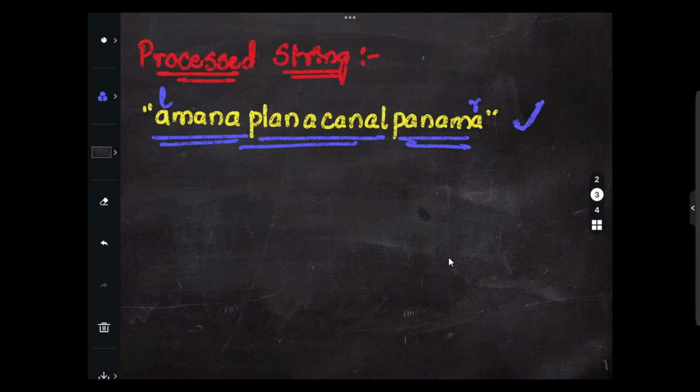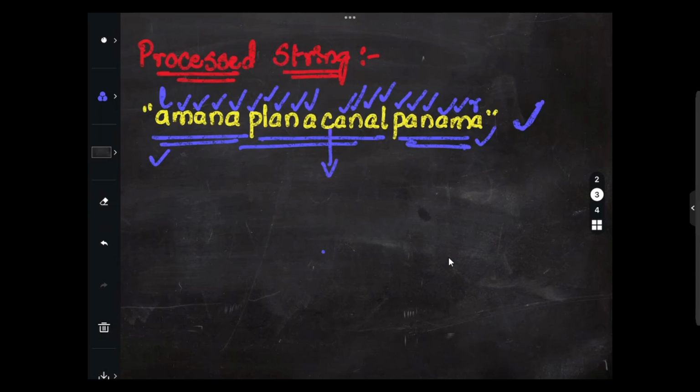So let's come to the processed string here. First, we will compare A with A. This is fine, A equals A. Next, we will compare M with M, true. A with A again, true. N with N, true. A with A, true. P with P, true. L with L, true. A with A, true. N with N, true. A with A, true.